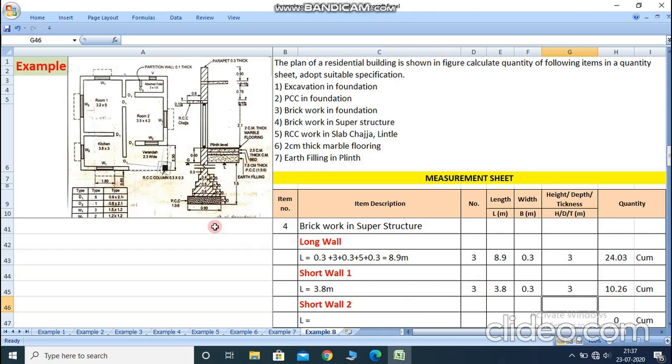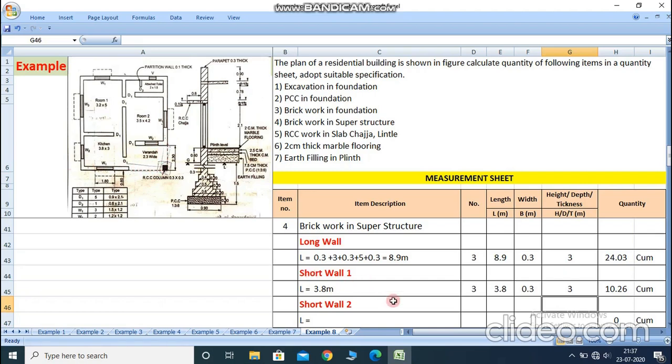Then after short wall 2. So short wall 2 length is the room size, 3.5. So from this point to this point, the length of short walls 1, 2 and 3. So we only write 3 here because in the veranda portion no short wall is provided. Clear?